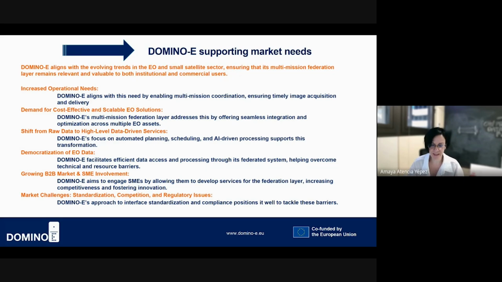DominoE is supporting the market needs in many ways, given the current situation in which there are hundreds of Earth observation satellites orbiting, approximately 1,200, all of them providing a massive amount of data, making use of different payloads with different visions of the Earth through these instruments.